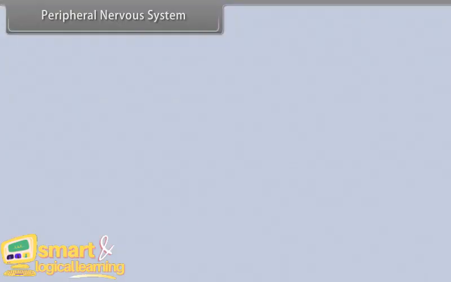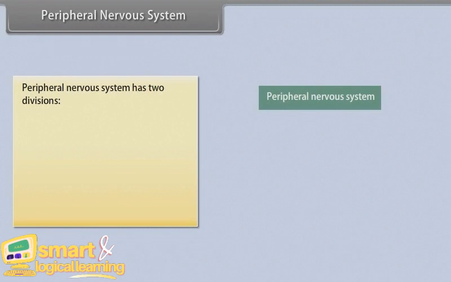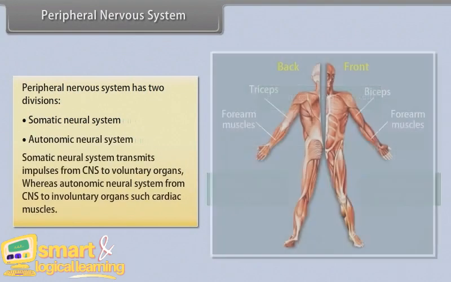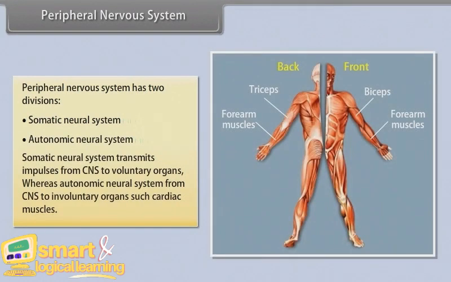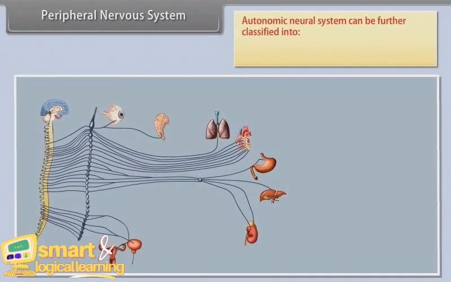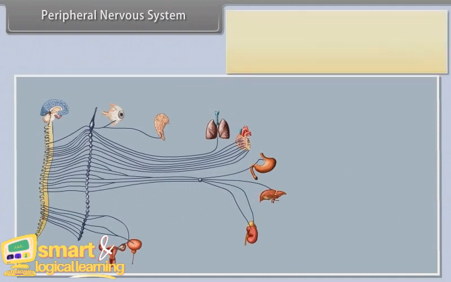Peripheral nervous system. The peripheral nervous system has two divisions, that are somatic neural system and autonomic neural system. The somatic neural system transmits impulses from CNS to voluntary organs, whereas the autonomic neural system transmits from CNS to involuntary organs such as cardiac muscles. The autonomic neural system can be further classified into parasympathetic neural system and sympathetic neural system.